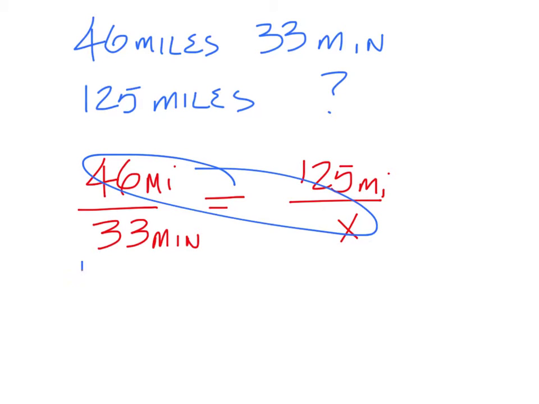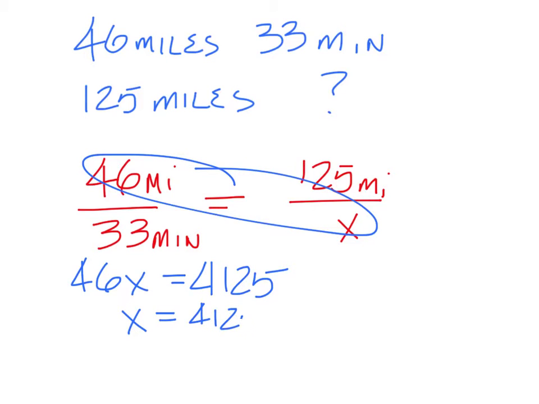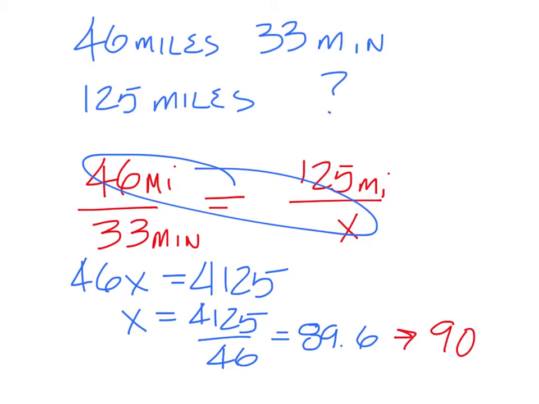Cross multiply to get 46x equals 33 times 125, and that is going to be 4125. Divide 4125 by 46, and you will come up with an answer of 89.6, going to one decimal place. Round that to the nearest minute, and that's 90.